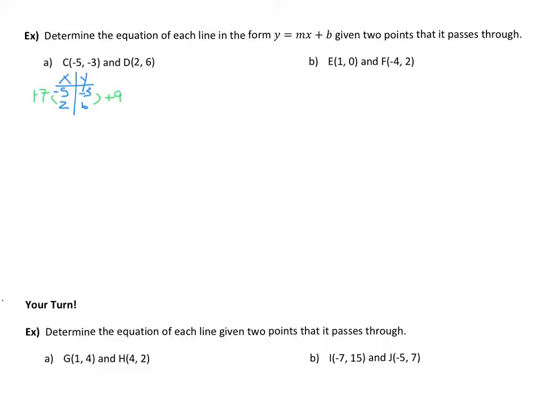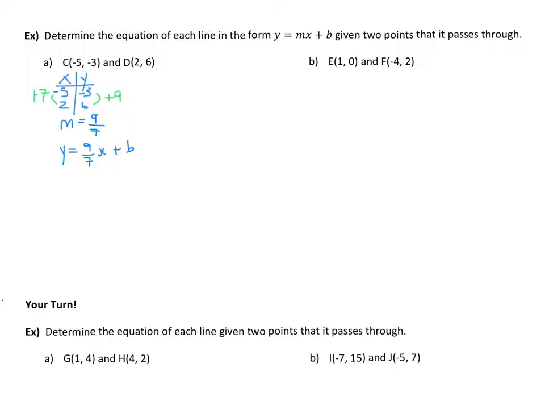So from -3 up to 6, that is 9 units, and from -5 up to 2, that's 7 units. So our slope, then, m, would equal the rise, or the difference in y, divided by the run, which is the difference in x. So that's 9 over 7. Okay, now we put that into y equals mx plus b for the m, so 9 over 7, x plus b. And I'm afraid you're going to need your fraction button on this particular example.